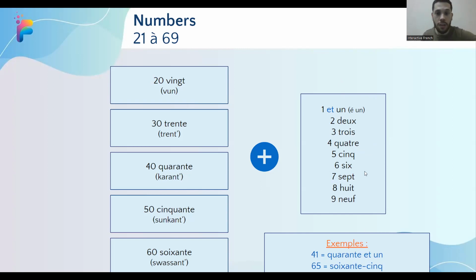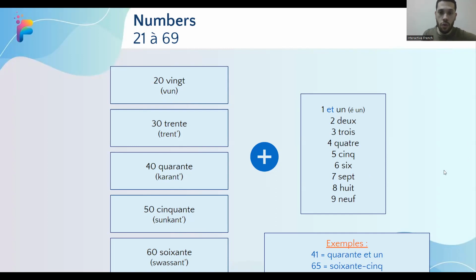So that's how it works, okay? You just say et for 1, and for the rest, 32, 43, 55, 66. Super simple. You just have to know 20, 30, 40, 50, 60, and then make sure that you know the numbers from 1 to 9, and you're good to go. So that's for the numbers from 21 to 69.